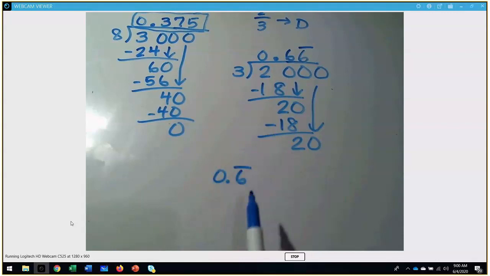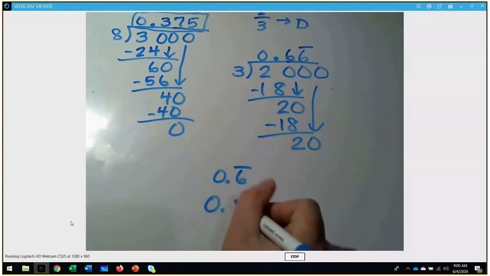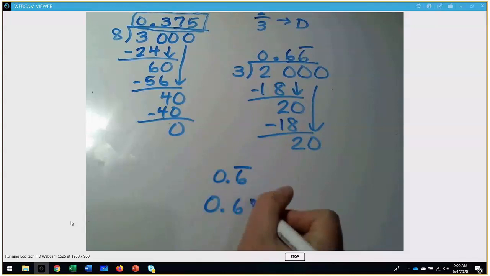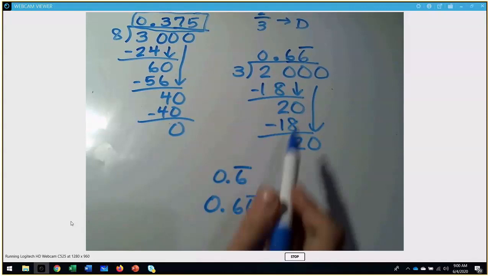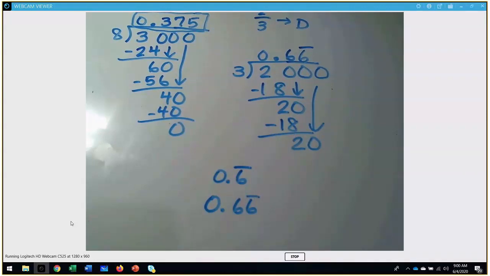If I put the bar over just the 6, is that the same thing as putting it over this 6 down here like I just did for my answer up there? Are these equal?